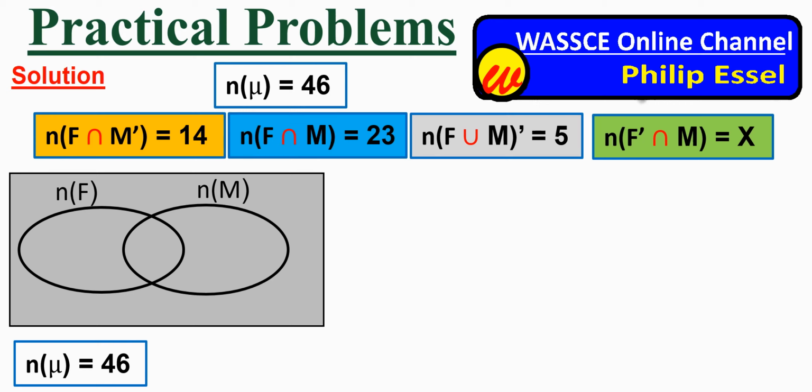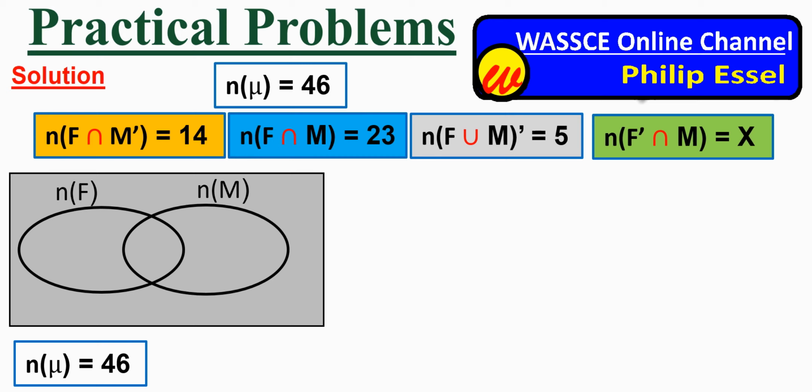Now the region where the two circles interlock is the area of intersection, and this area would represent the number of students that passed in both French and mathematics at the same time. So we'll put that information there. Remember, the number of students who passed French and maths was 23. So let's write that information in that space.